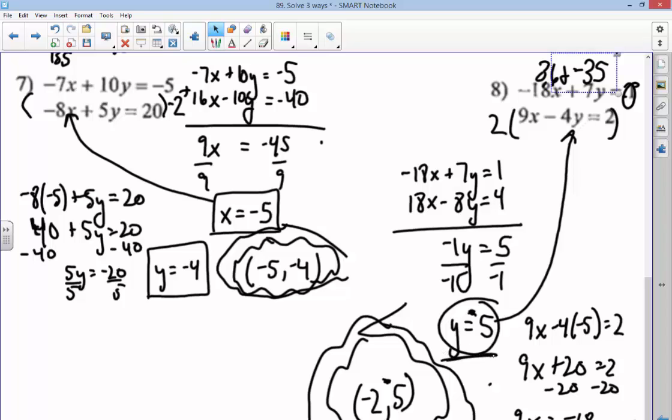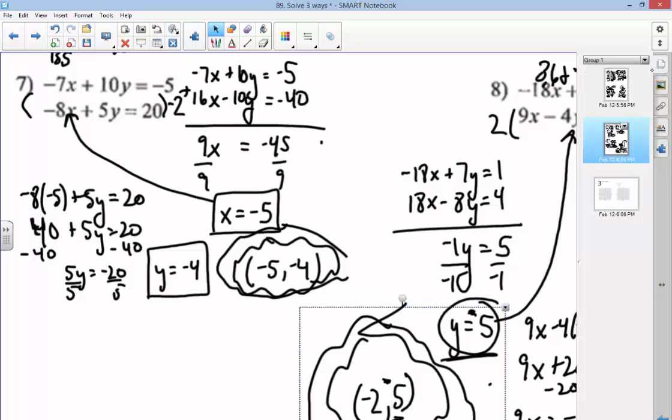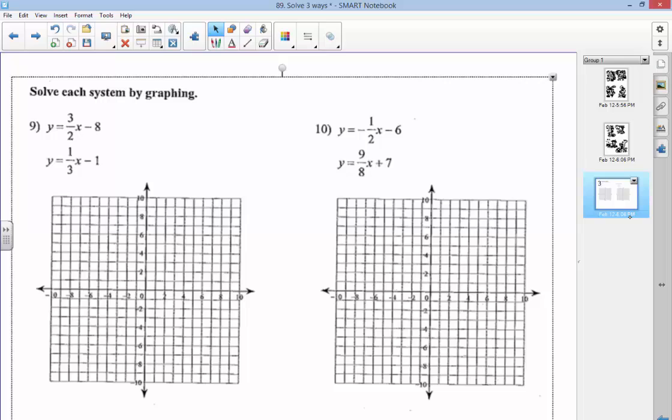Actually, I wrote it right, but didn't copy it right, so that's a really good reason to check your work. Isn't this so great that you can check your work and be positive you're right? It's a beautiful unit. All right, solve by graphing.